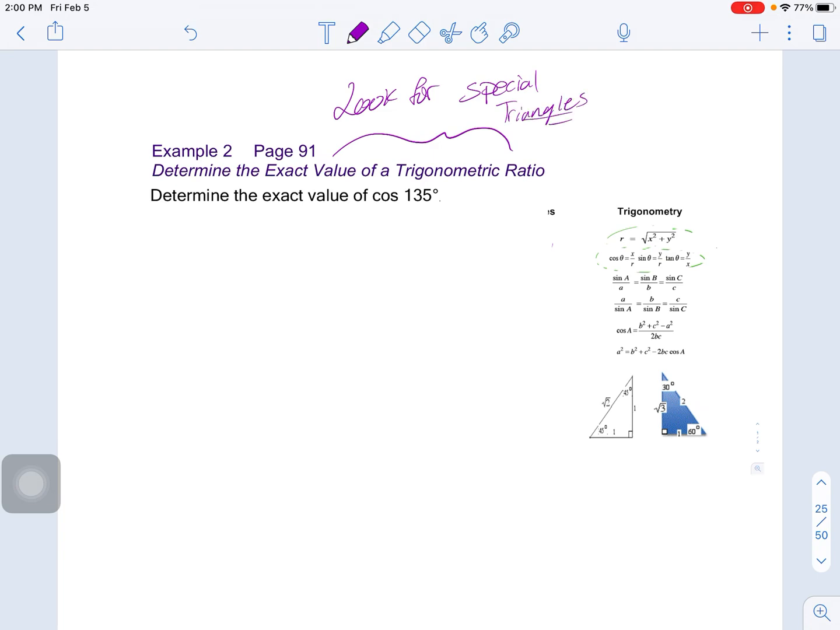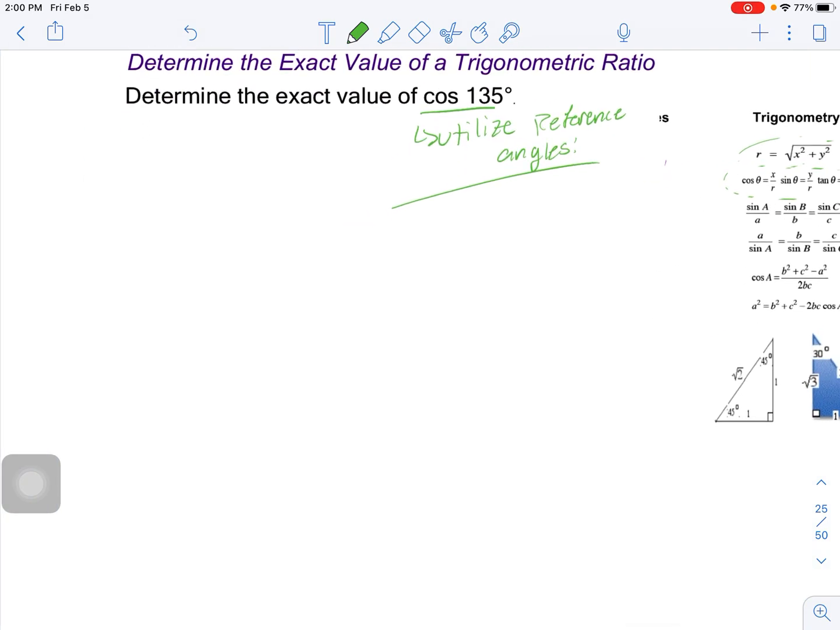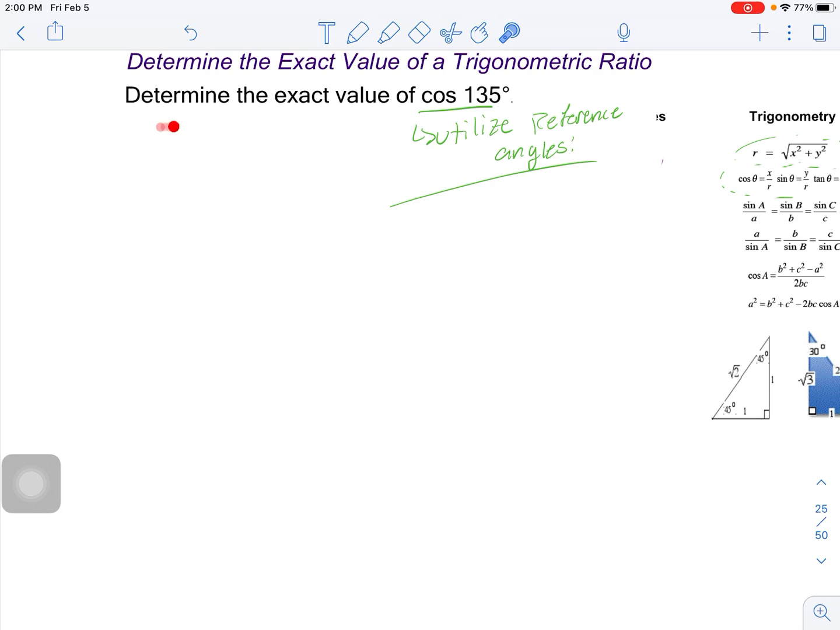Now, in order to figure out exact ratios, we're really going to utilize reference angles here. So reference angles are going to be a very important thing to figure this out. So let's zoom in here, and we want to determine the exact value of cos 135.